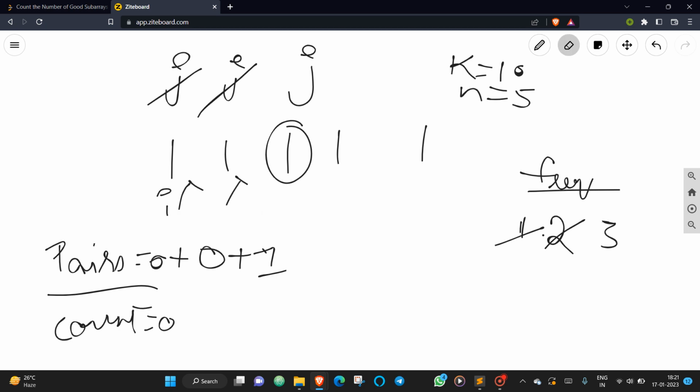Two pairs with the previous elements, right? So you add frequency minus 1 to your pairs. That is two pairs. Still it is not satisfying your k. It should have 10 pairs, right?